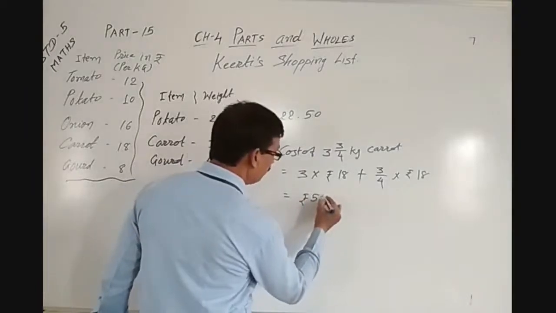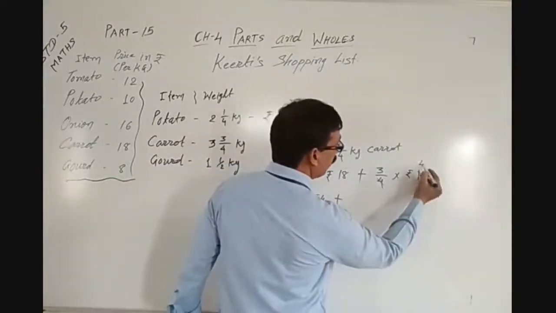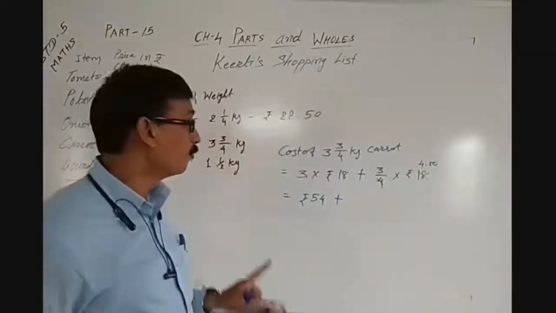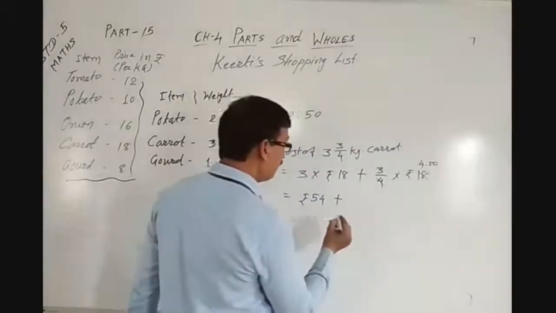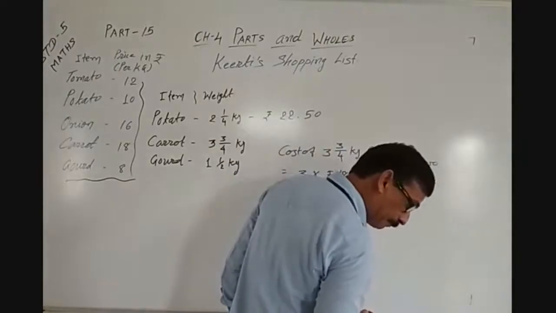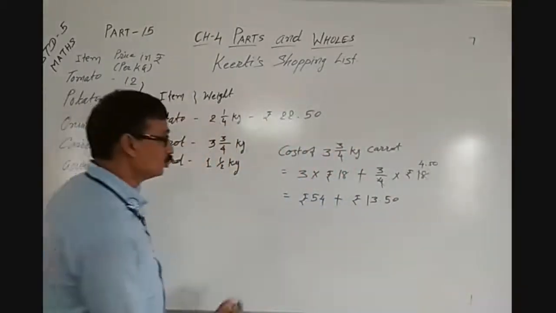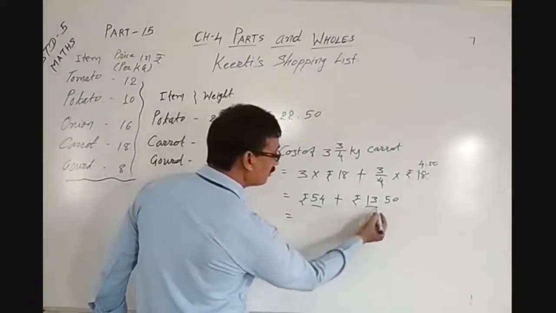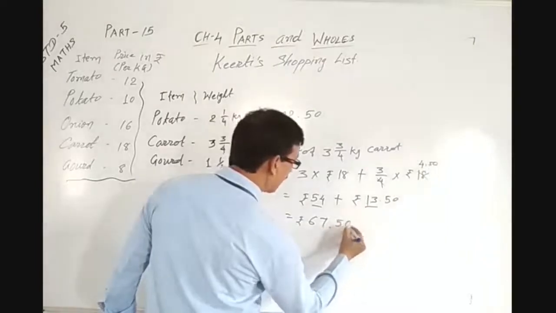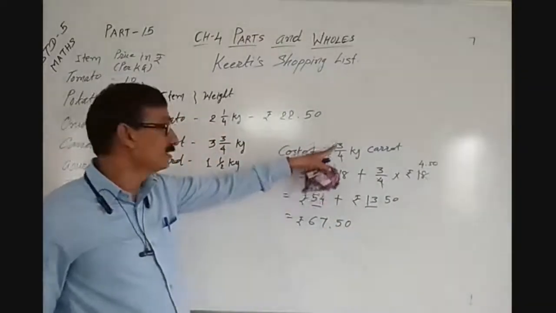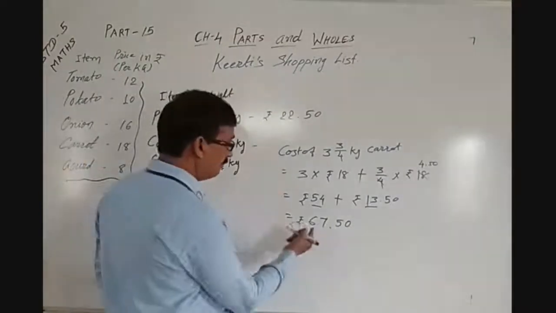So it is equal to 3 times 18, 54 rupees, plus. Now see, a quarter of 18 will be 4.50. You can do it yourself, then multiply by 3, and it will be rupees 13 and 50 paisa. Okay? And so the answer will be 54 plus 13, 3 plus 4, 7, 1 plus 5, 6, and this is 50 paisa. Okay, so cost of 3 and 3/4 kilogram of carrot will be 67 and 50 paisa. Okay, so here I write it, it will be 67 and 50 paisa.